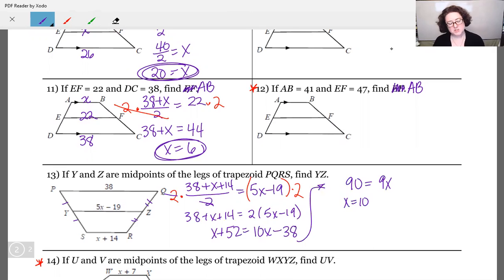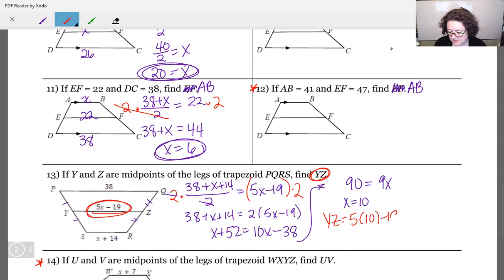So go back. I always check this on the problem. Are we done? Did we just have to solve for X? Unfortunately, on this one, we did have to solve for YZ. So let's look for YZ on our diagram. YZ actually is the mid-segment. There's YZ. So all I need to do is plug 10 into that expression. So YZ is actually going to be 5 times 10 minus 19, aka 50 minus 19. So that means YZ is 31.